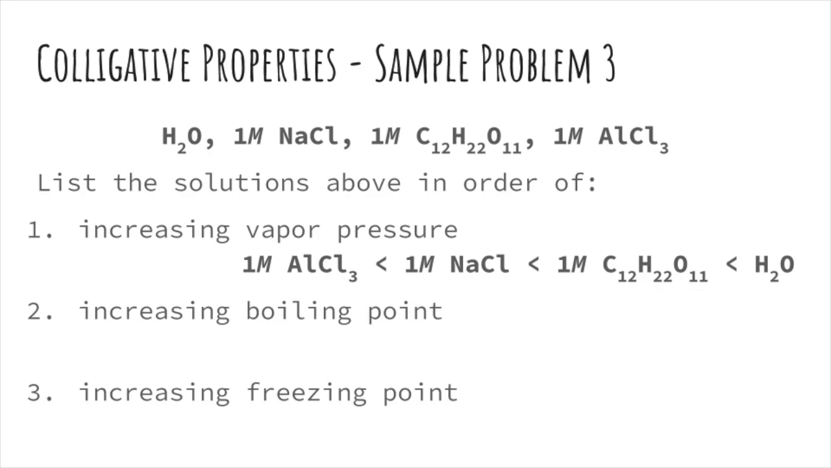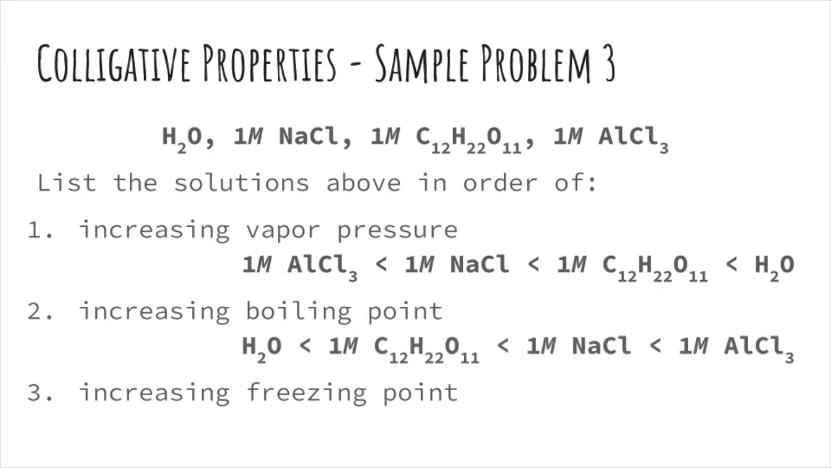So now rank them in order of increasing boiling point. We'll reverse the order for the lowest to highest boiling point, because the more the vapor pressure goes down, the more the boiling point goes up. Water has the lowest boiling point because it is the pure solvent. Aqueous solutions with non-volatile solutes will always have a higher boiling point than pure water. And the more solute particles there are to dissolve, the higher the boiling point will go.